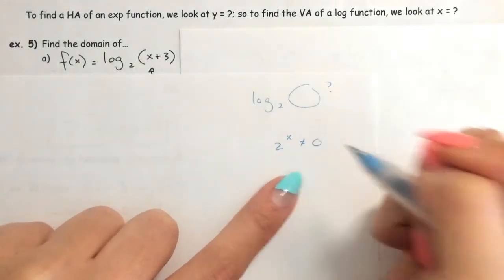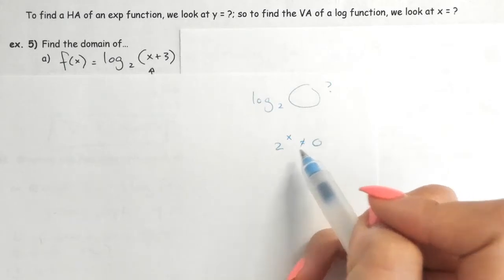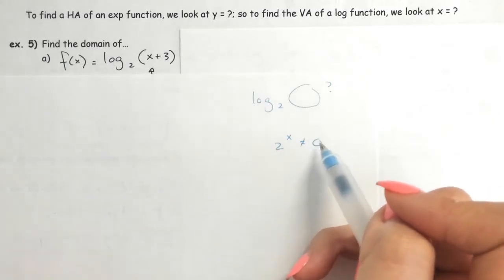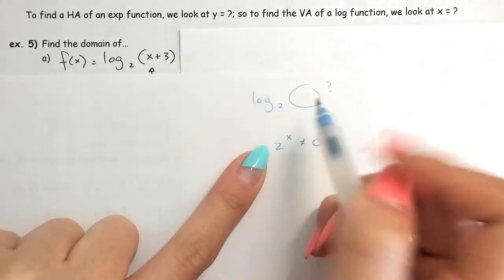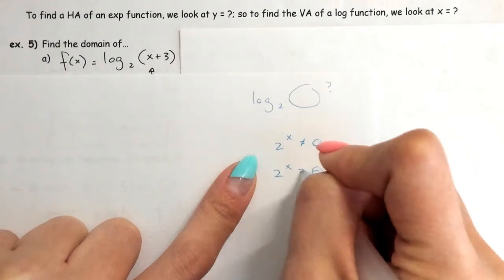That's not possible. Can you think of any number? 2 to the power of 0 gives you 1. Nope, doesn't work. 2 to the power of negative 1 gives you 1 over 2. So you're never going to get 0. Something else that we will never get is a negative number.